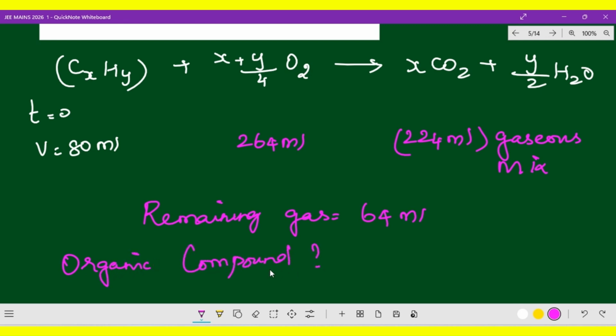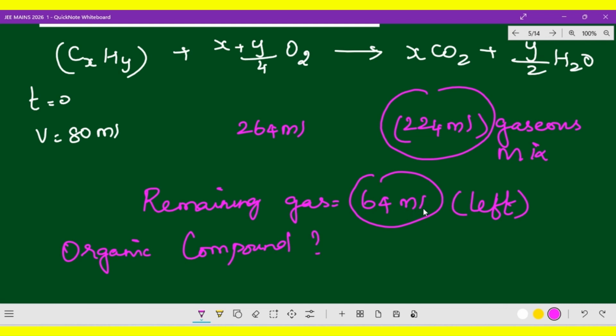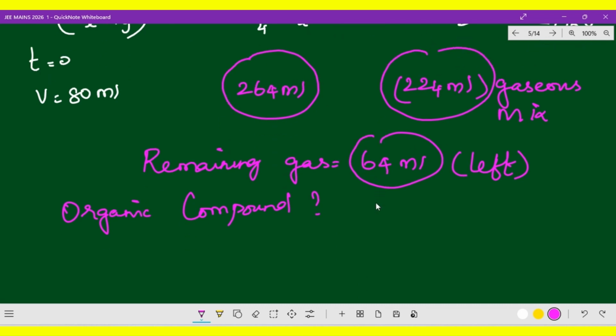Right, now let us check. Actually, it has been mentioned very clearly. Here the gaseous mixture gives 224 ml after reaction. After passing through KOH, 64 ml remains in that reactant only. So how much is left over? 64 ml is left over. Now, how much was used? It started with 264 ml, and 64 ml is left.